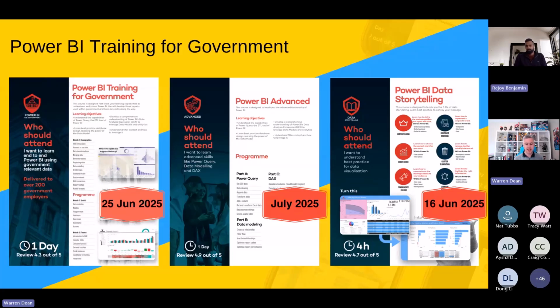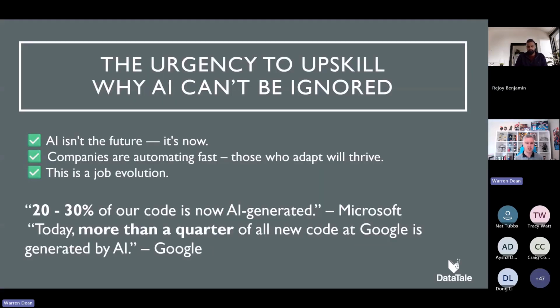But what we're looking at today is Gen AI. And so obviously you're familiar with AI. It is the hot topic at the moment. And really it's a skill that can't be ignored. So AI isn't really the future. It is what's happening now.